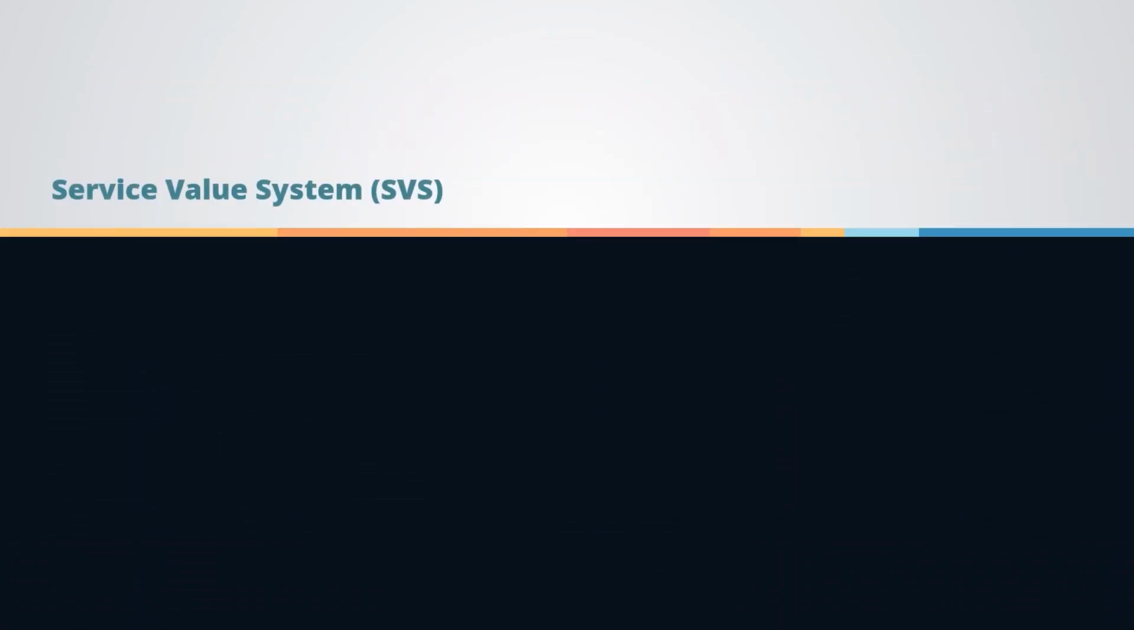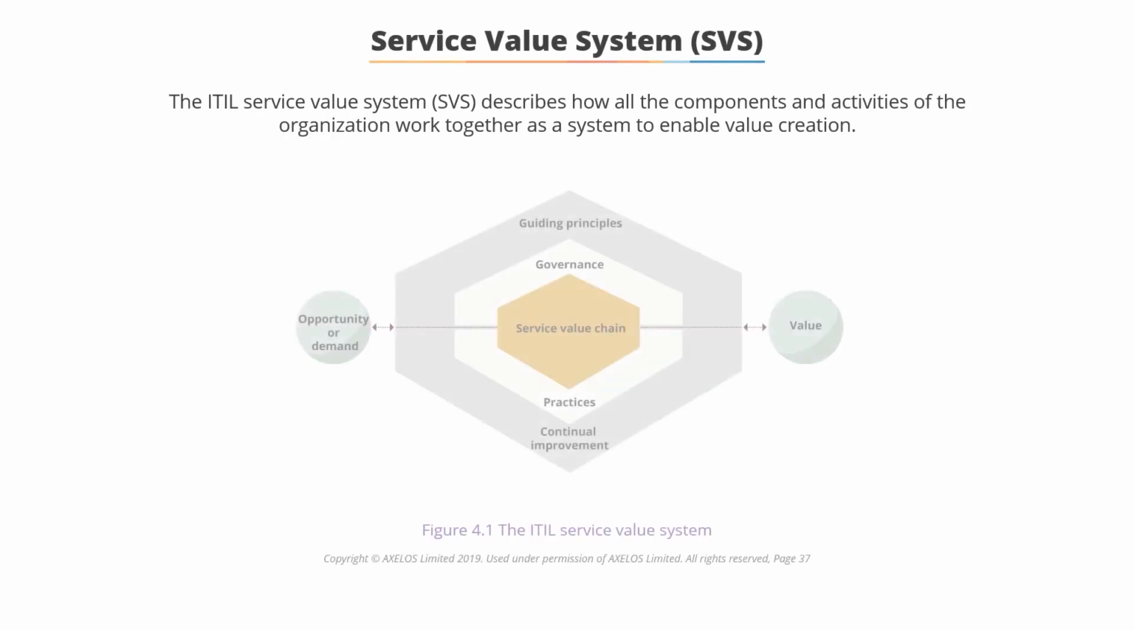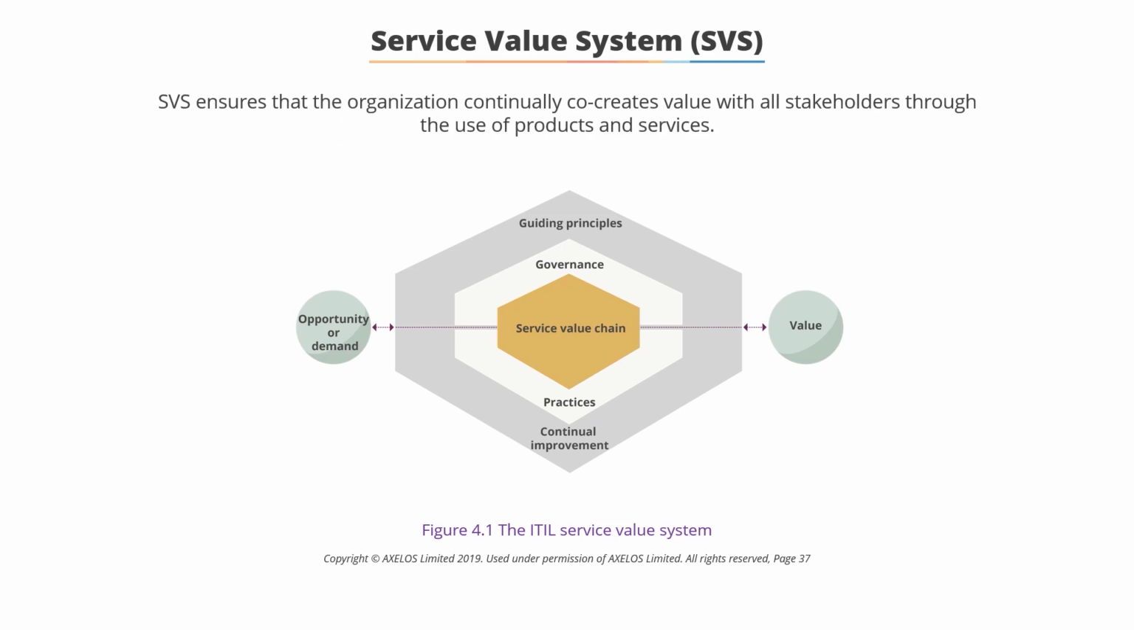Let's now look at the Service Value System, or SVS. The ITIL SVS describes how all the components and activities of the organization work together as a system to enable value creation. Each organization's SVS has interfaces with other organizations. This creates an ecosystem that facilitates value for those organizations, their customers, and other stakeholders. The SVS ensures that the organization continually co-creates value with all stakeholders through the use and management of products and services.